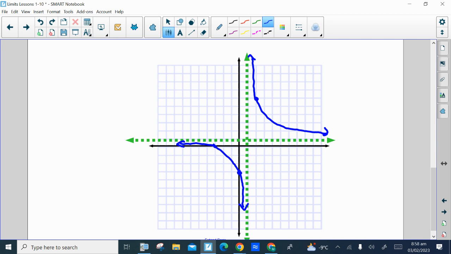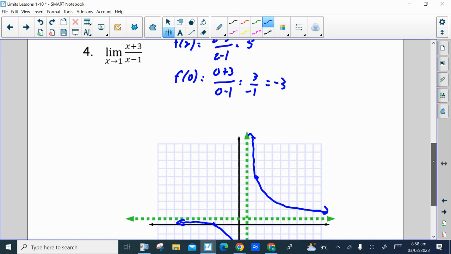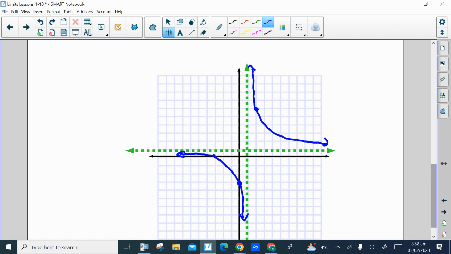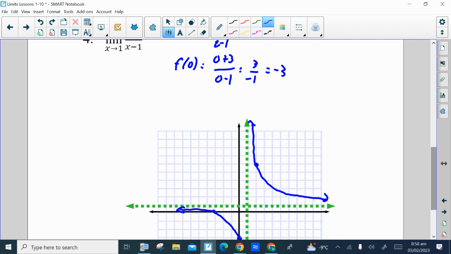We want to know what the limit is. What does this graph approach as x gets closer and closer to 1? If we look at this graph from the left side of 1, the graph is going downwards forever. It's approaching a value of negative infinity. But on the right side, as you get closer and closer to 1 from the right, the graph is going upwards forever. It's approaching a value of positive infinity.